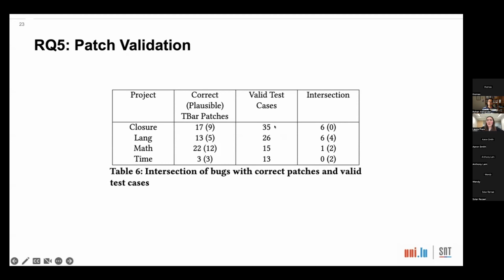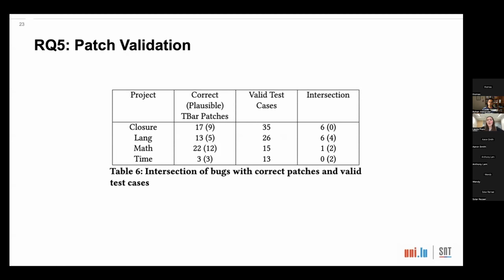And for this project, we were able to generate 35 valid test cases, or 35 test cases that were actually failing. But if we took the intersection, we were only able to find 6 bugs for which we had both a plausible patch as well as a valid test case. So if we take the intersection, we are still quite limited, because on one hand, with our approach we were just able to generate a certain percentage of valid test cases, but also the program repair tools are currently not able to fix all of them.